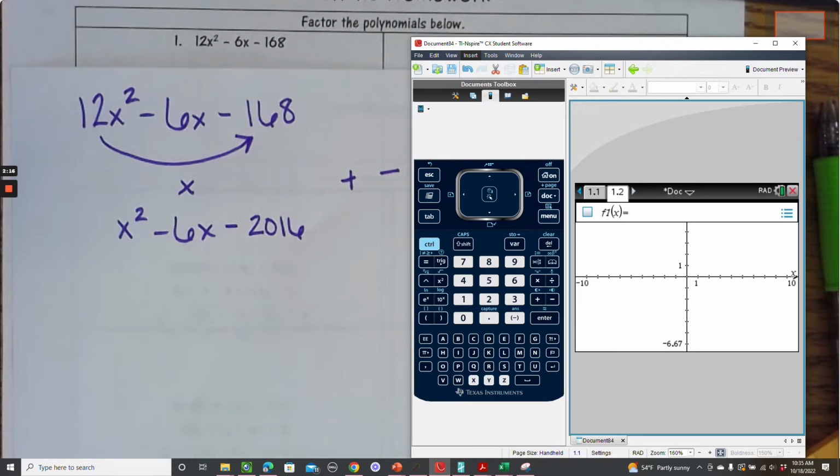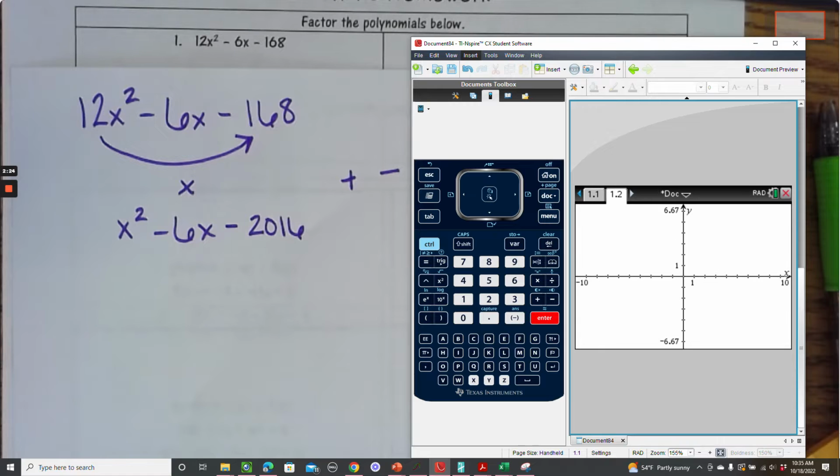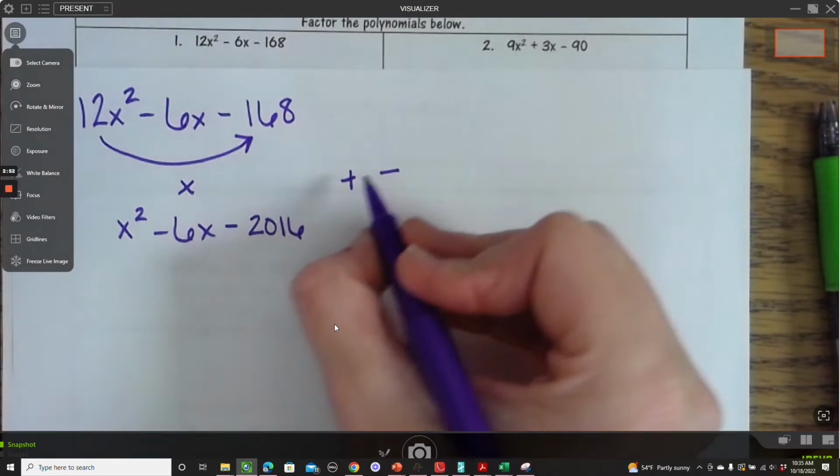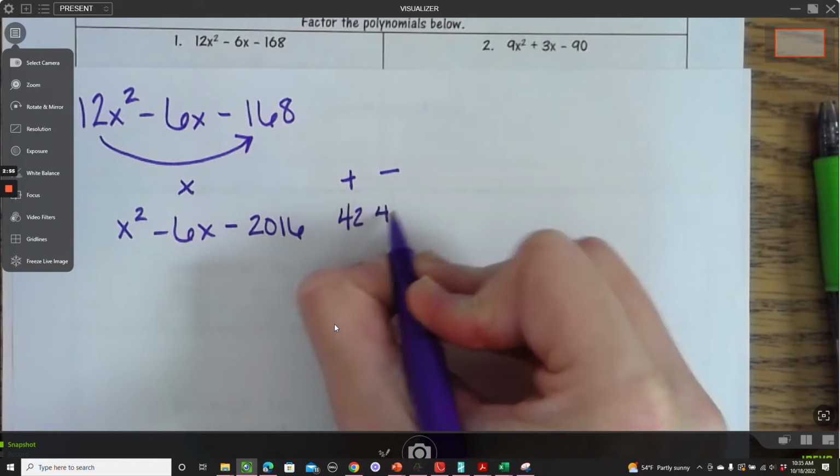I want to try something though. I'm going to go into graph, and I'm going to graph 2016 divided by x. The reason I did that is when I go into the table, all of these numbers are the multiples. We said 32 and 63, right? There's the two factors. So 42 and 48. Look, here's two nice ones. 42 and 48. Is that a difference of 6? Yep. So now we have to decide which one's positive and which one's negative.